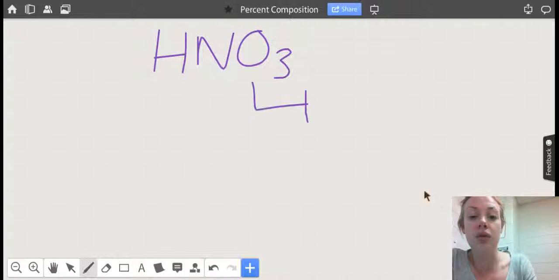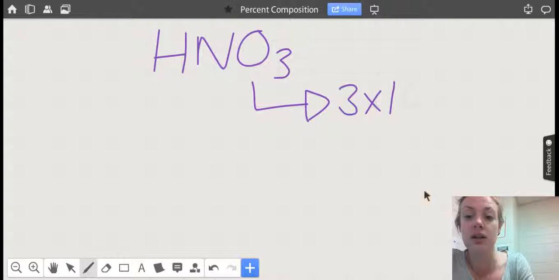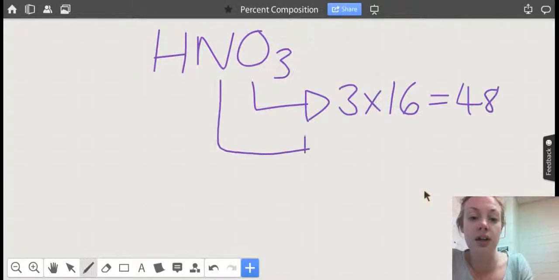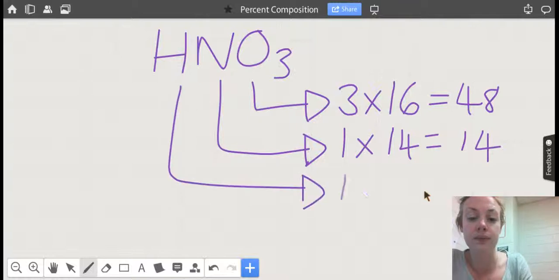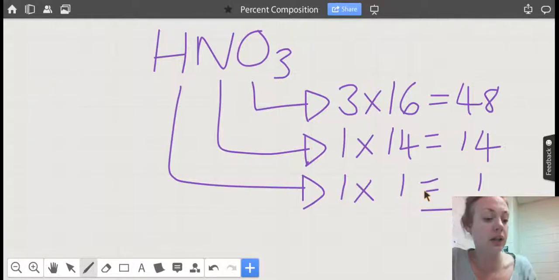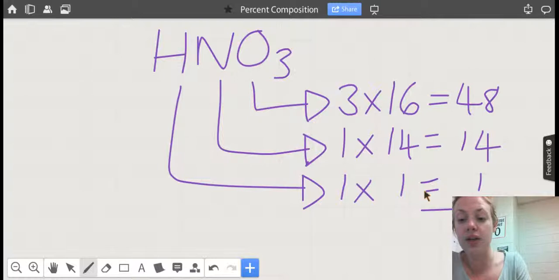So I've got 3 oxygens and each oxygen is 16. So 3 times 16 gives me 48. Next, I have nitrogen, and I have one of these, and the molar mass of nitrogen is 14. And then I have one hydrogen, which has a molar mass of 1. Now, if I add all this up together, so 48 plus 14 plus 1, I get a grand total of 63. So 1 mole of nitric acid is 63 grams.